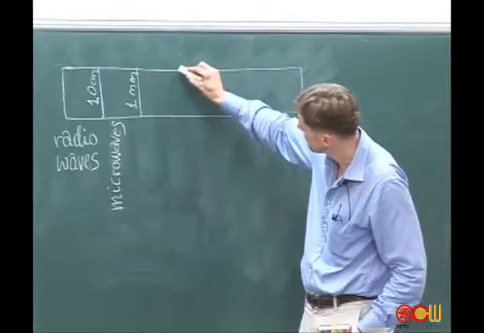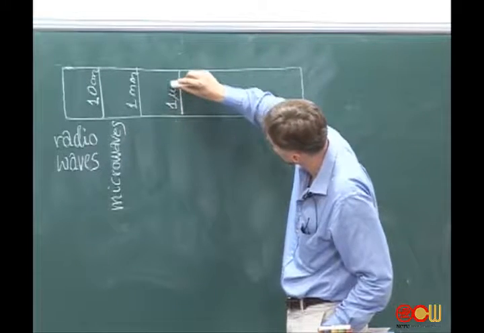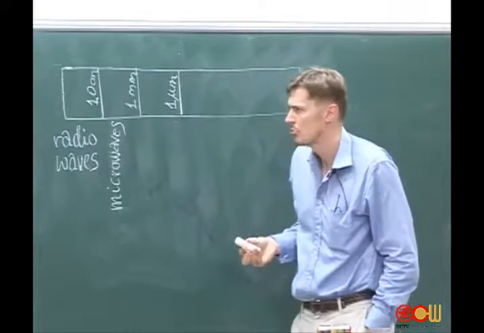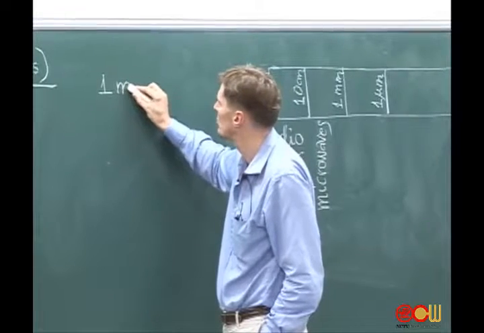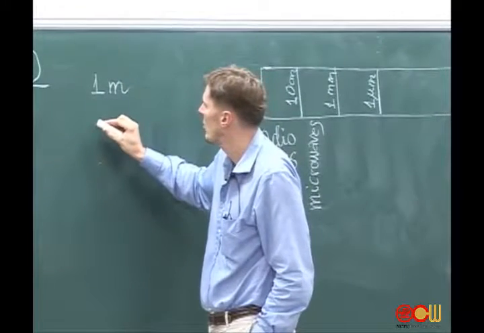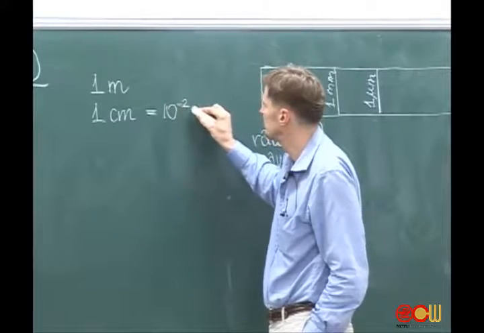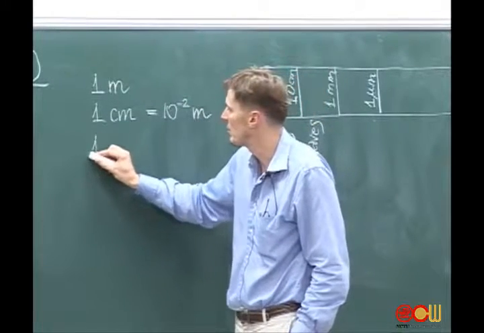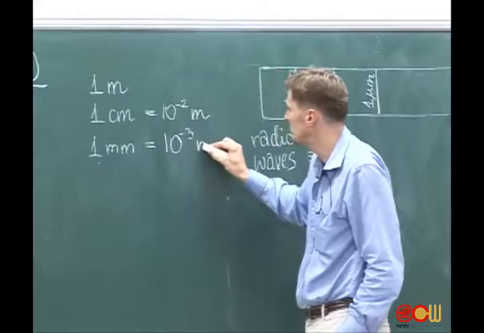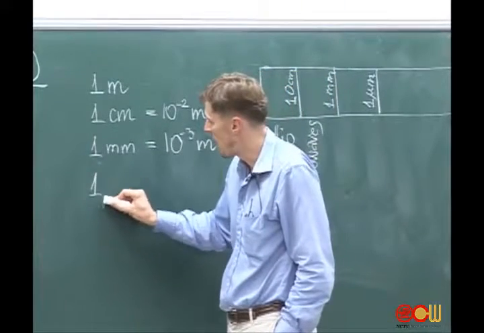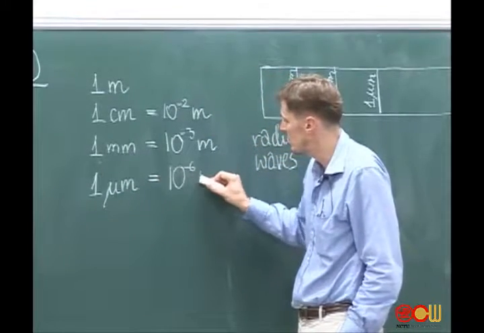The next range, finishing at approximately 1 micrometer. Maybe we should say a few words about these small numbers. 1 meter, everybody knows what it is. Then we have 1 centimeter. That is 10 to minus 2 meter. Then we have 1 millimeter. That is 10 to minus 3 meter. Then we have 1 micrometer. That is 10 to minus 6 meter.